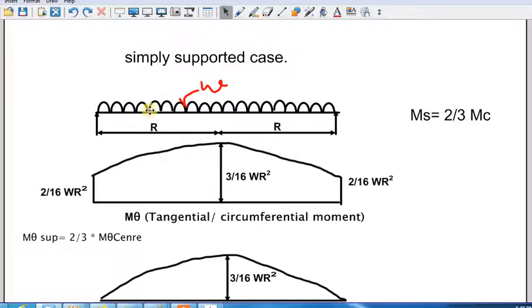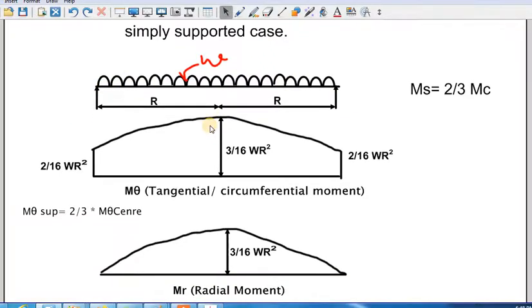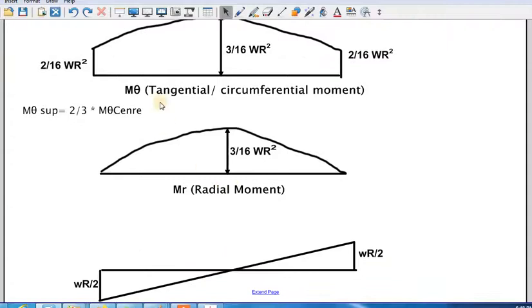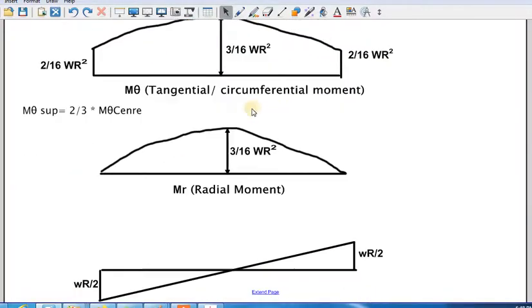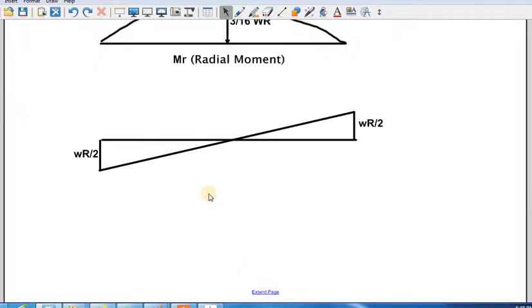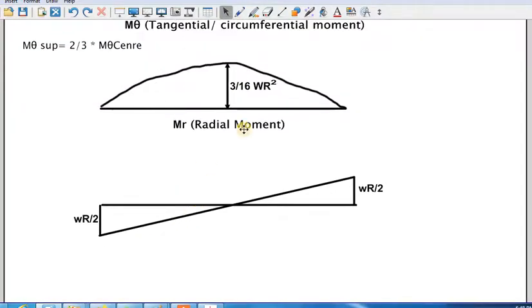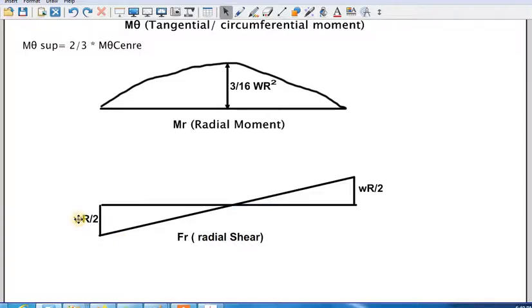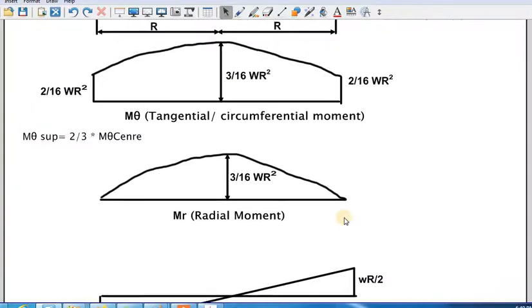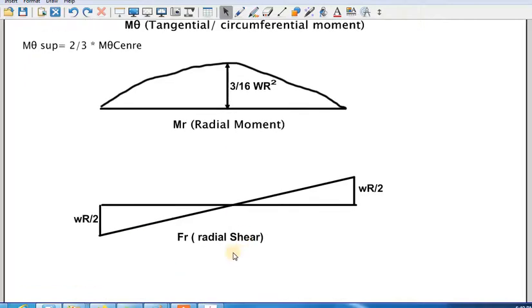So for a simply supported slab, just keep these values in mind. We are not going into the details of how these values are obtained, as it is beyond the scope of our syllabus. And this is the shear, the radial shear, which we normally denote by FR. This is WR by 2 here and WR by 2 here. So these values we need to keep in mind.